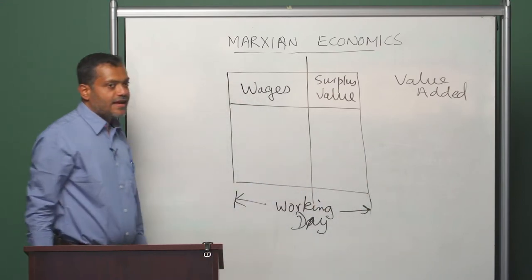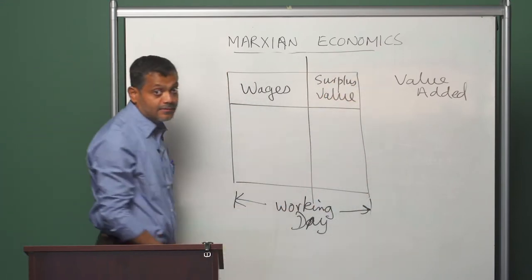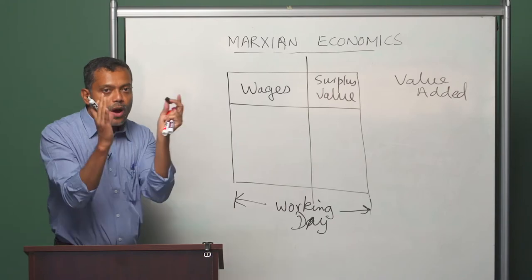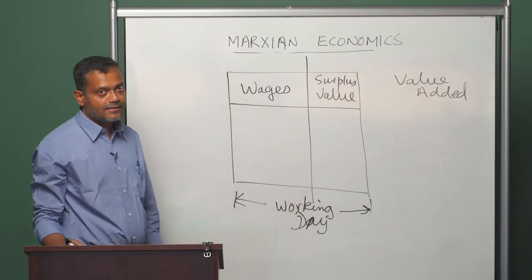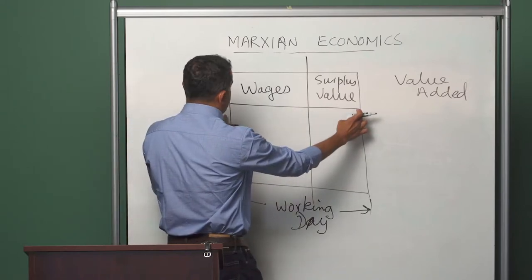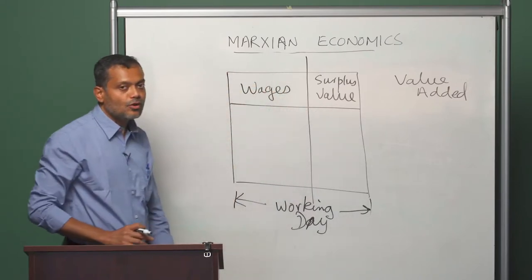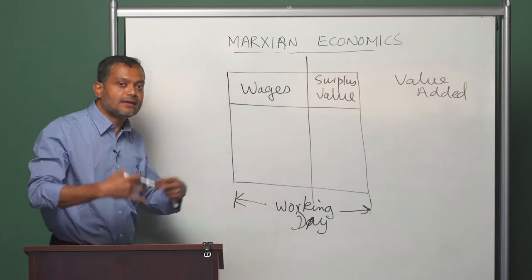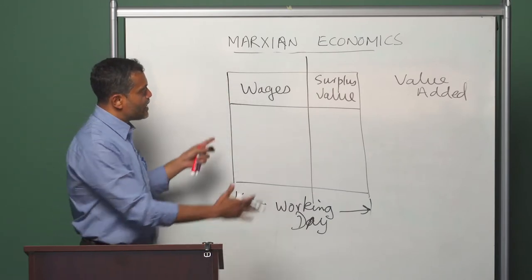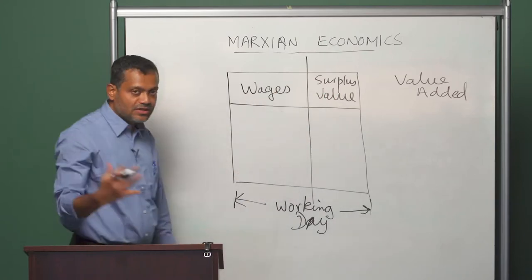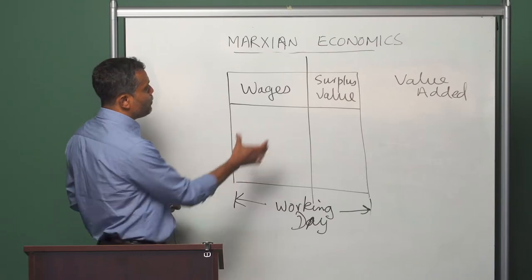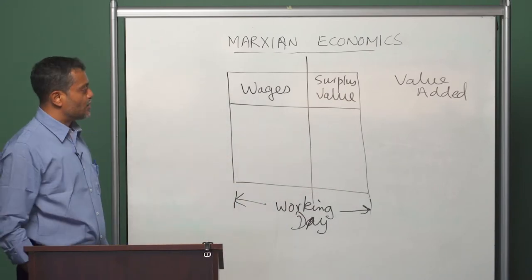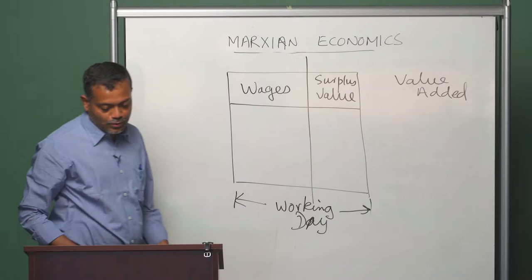So the total working day creates the total value added. What the worker gets returned in the form of wages is only one part of the total value added that it has created. The difference between the total value added and what the worker gets back in terms of its wage is precisely surplus value. And therefore, if we look at the total value added created by workers in society, we can divide it up into two parts. One, which they get back in terms of wages, and another part which they do not get back, which is appropriated by capitalists in the form of surplus value.